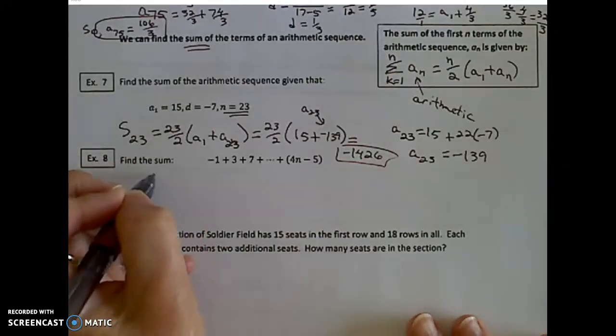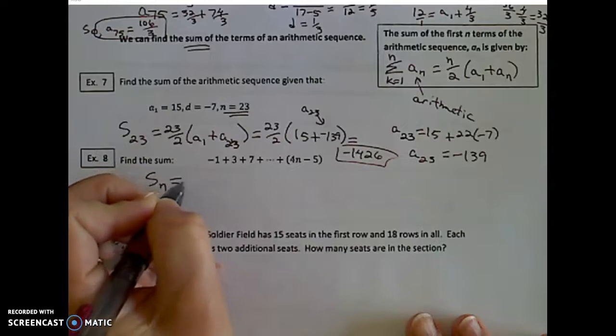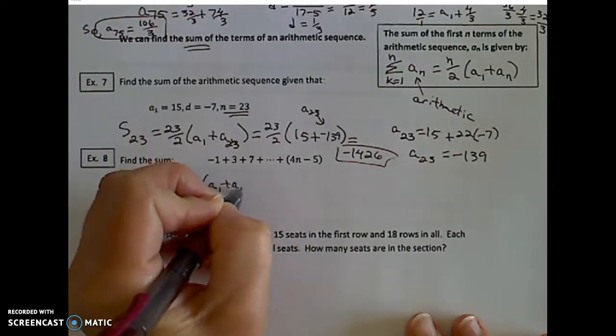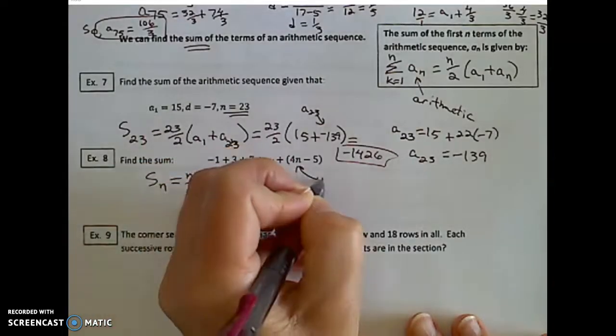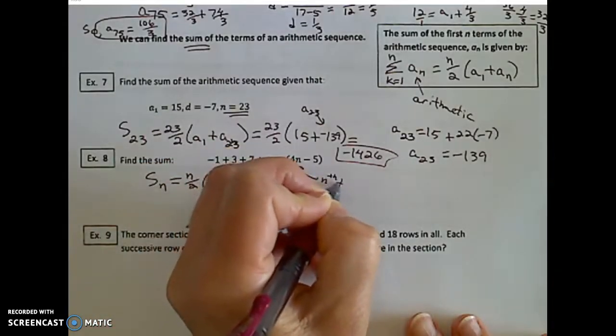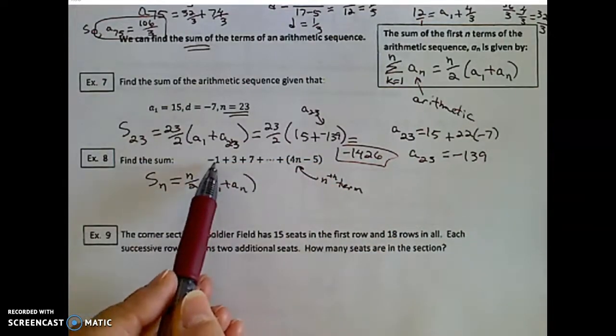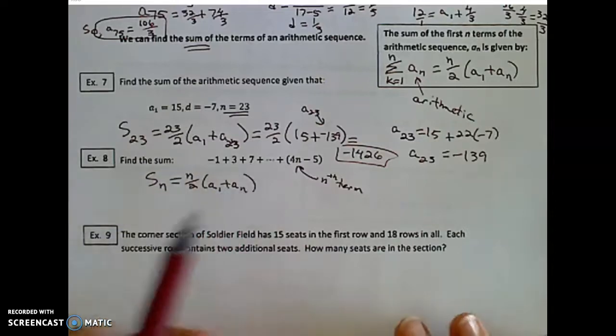Okay, find the sum of this next sequence. Again, I'm going to use the formula that the sum of an arithmetic sequence is the number of terms divided by 2 times the first plus the last. Notice this is just a sum in general up to the nth term. For whatever term, I'm going to find the sum of this. Is this sequence actually arithmetic? Do you see the pattern? Yep, it's increasing by 4, increasing by 4.